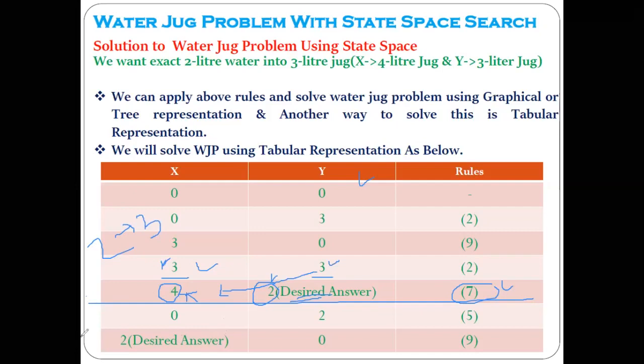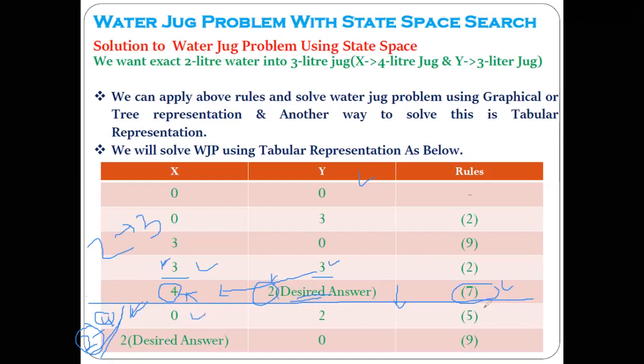Now suppose you want 2 liters of water into the 4 liter jug. Another problem: you want to have 2 liters of water in the 4 liter jug. Now what will you do? We'll carry on from this point only. First, we'll empty the X completely, which means we'll make X 0.